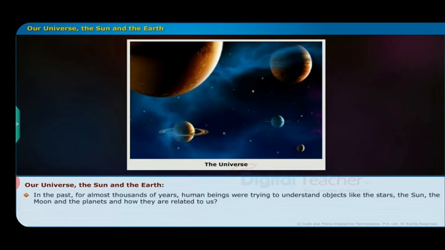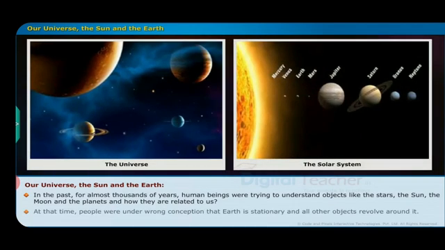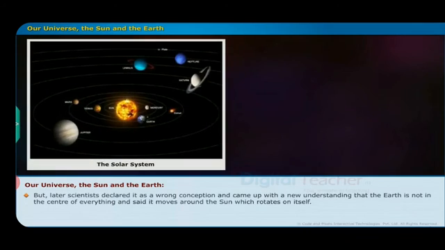In the past, for almost thousands of years, human beings were trying to understand objects like the stars, the sun, the moon, and the planets, and how they are related to us. At that time, people were under a wrong conception that Earth is stationary and all other objects revolve around it. But later, scientists declared it as a wrong conception and came up with a new understanding that the Earth is not in the center of everything and said it moves around the sun, which rotates on itself.